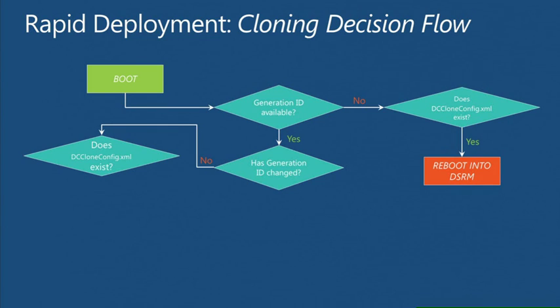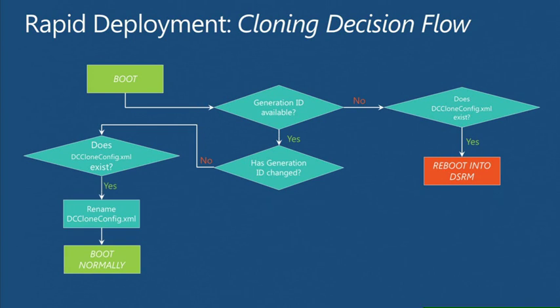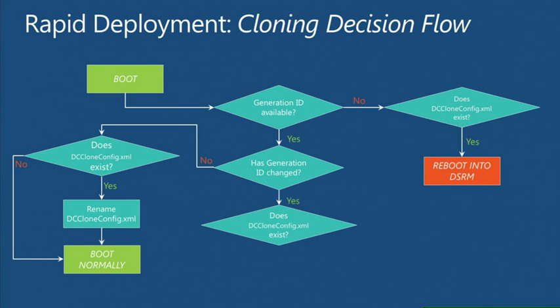Now, this is the case of that source DC. This is the path where we're booting up the source DC again. Does the DC clone config file exist? We rename it, and we boot it normally. Then, yes, the generation ID has changed, and if the DC clone config file exists, we perform the cloning process as part of that. Right?